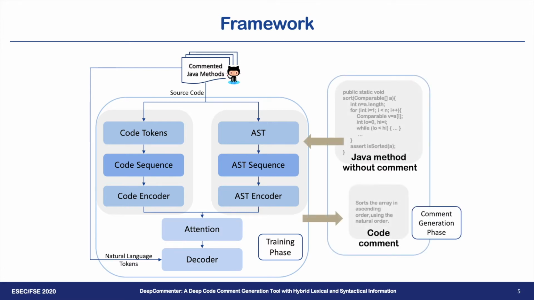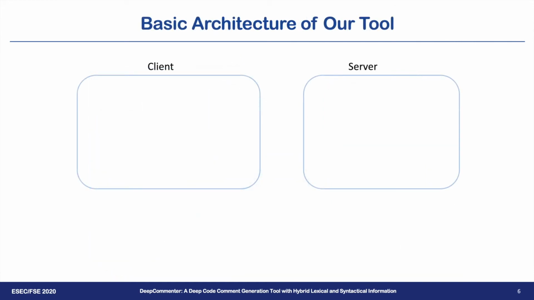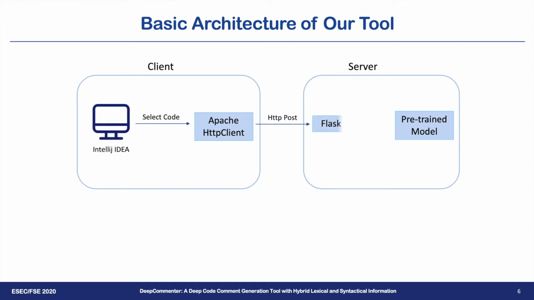At the comment generation phase, we feed a Java method without comments as input to the model. We will get comments that can express the meaning of the Java method. The workflow is shown as follows. There are two main parts, the client and the server. We need to deploy the pre-trained model on the server first. After that, users can use the tool to send the code to the server.